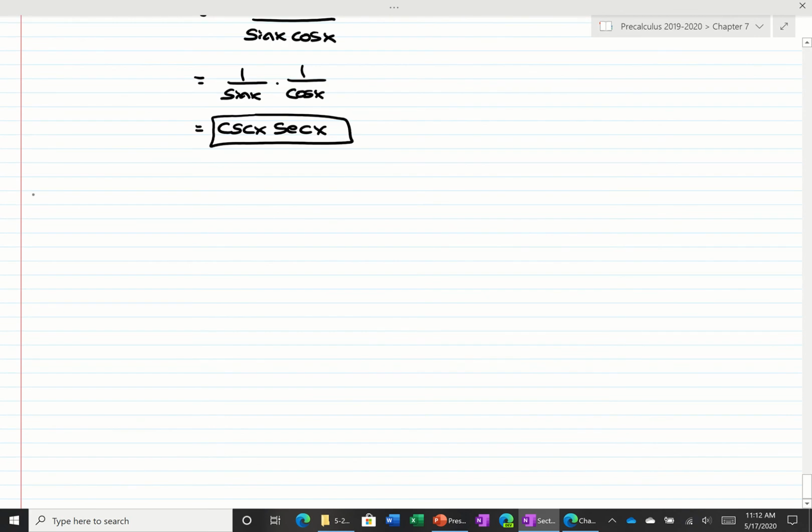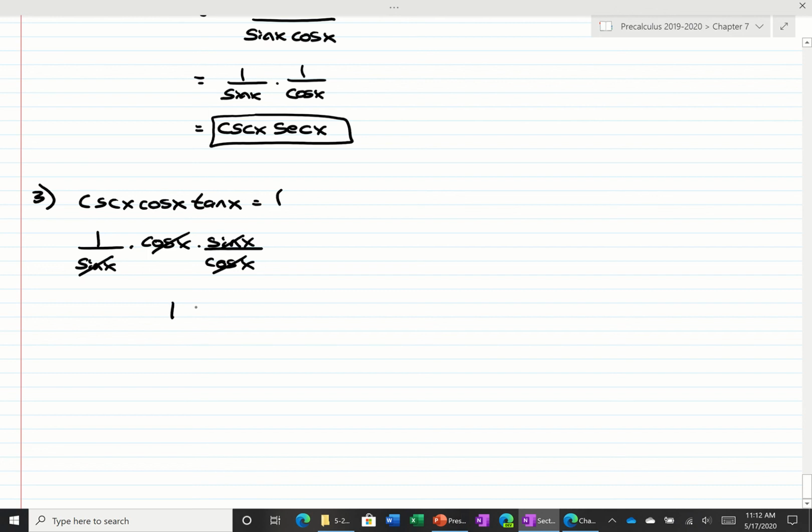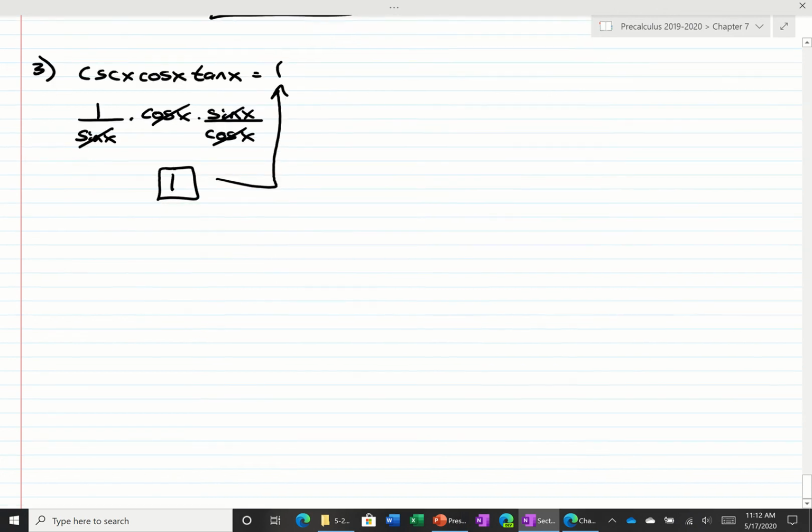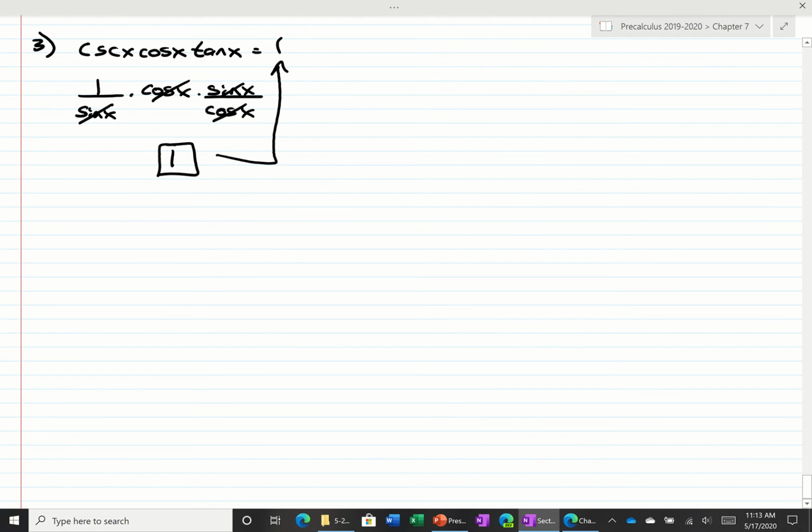Moving to problem number 3, it says cosecant of x times cosine of x times tangent of x is equal to 1. So we'll write cosecant as 1 over sine times cosine times sine over cosine. These will cancel. 1 over sine times sine actually cancels, and you just get 1, which is what we wanted because that's the right side. So not all of these problems are crazy hard, right? That one is convert to sines and cosines, and everything else takes care of it.